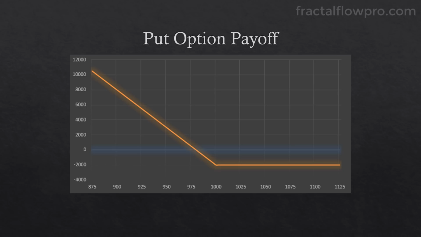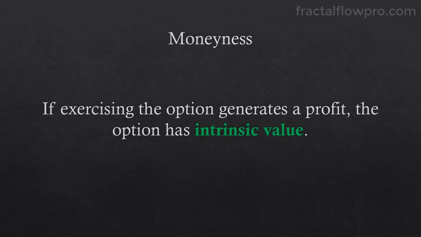This leads us to the concept of moneyness of an option. When it makes sense to exercise an option because that will generate a profit, it's said that the option has intrinsic value. In the case of call options, the option will have intrinsic value when the underlying stock price is above the strike price of the option. In the case of put options, the option will have intrinsic value when the underlying stock price is below the strike price of the option.